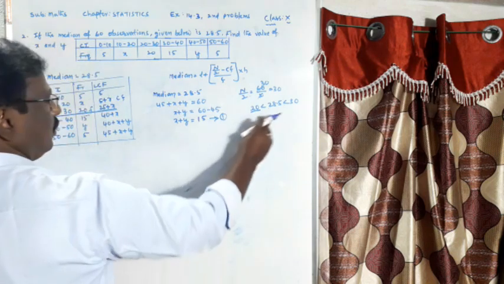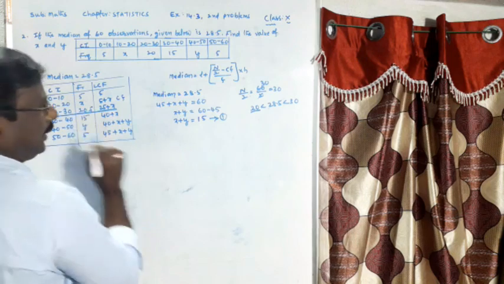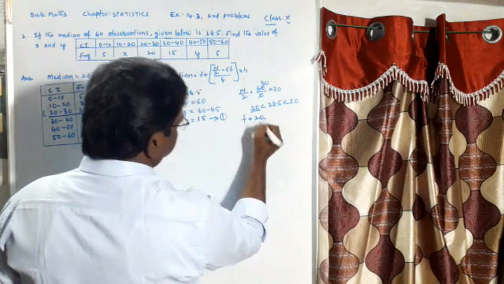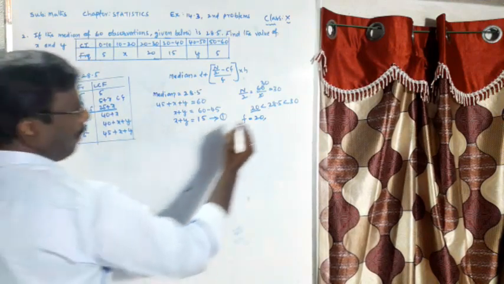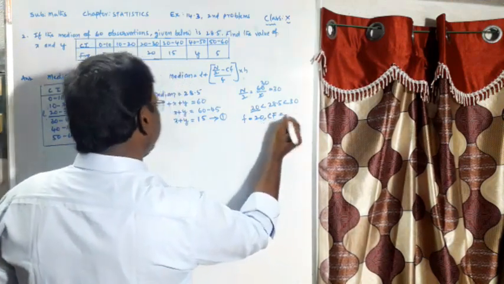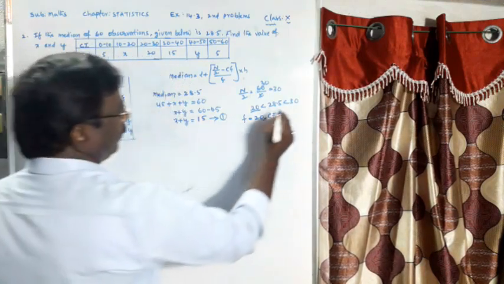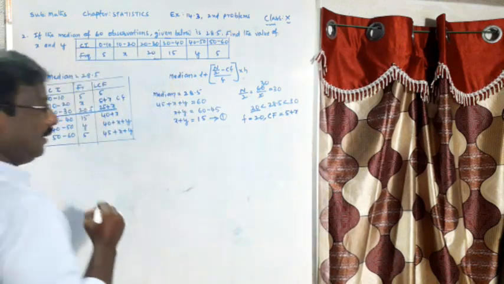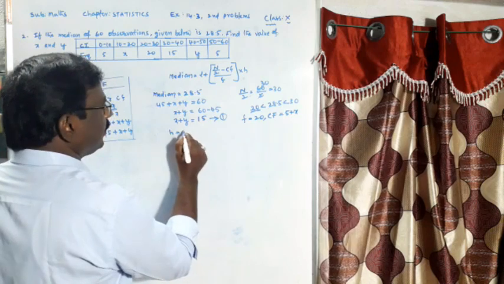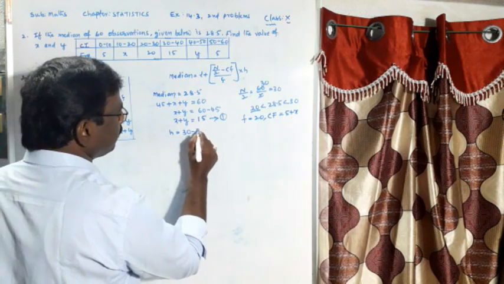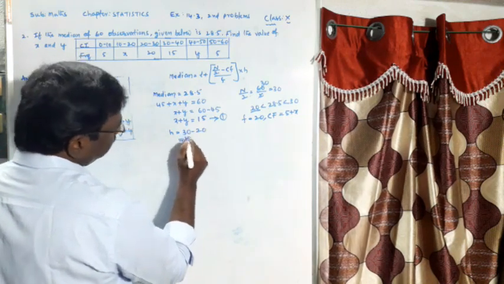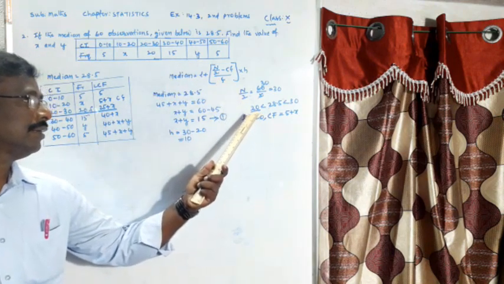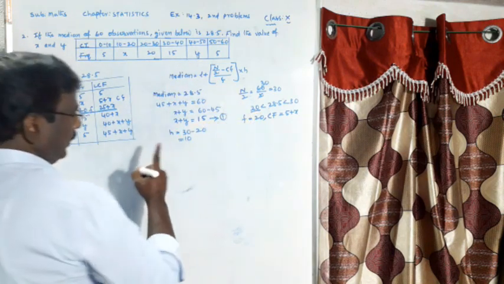Next, frequency 20, F is equal to 20. Now CF is equal to cumulative frequency. Preceding class, that is 5 plus x. Still what do you want? H. H is equal to upper boundary minus lower boundary of the median class. L you got. L is equal to what? 20.